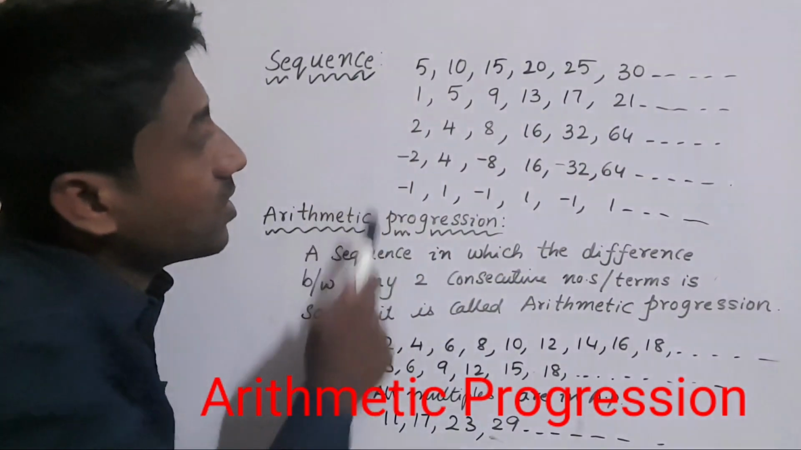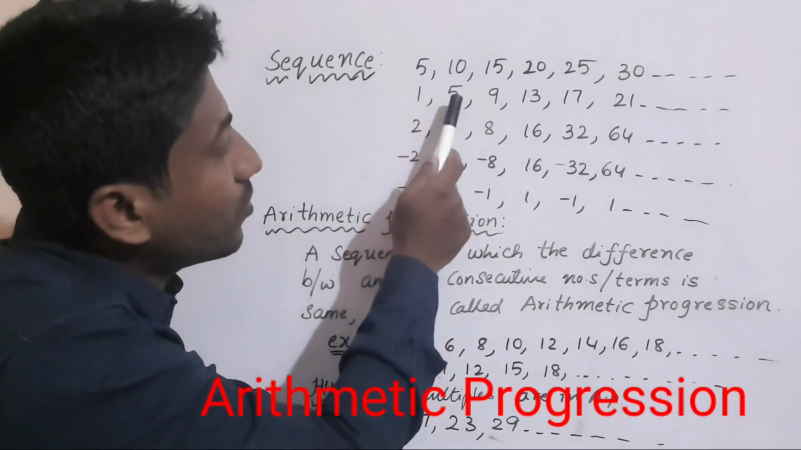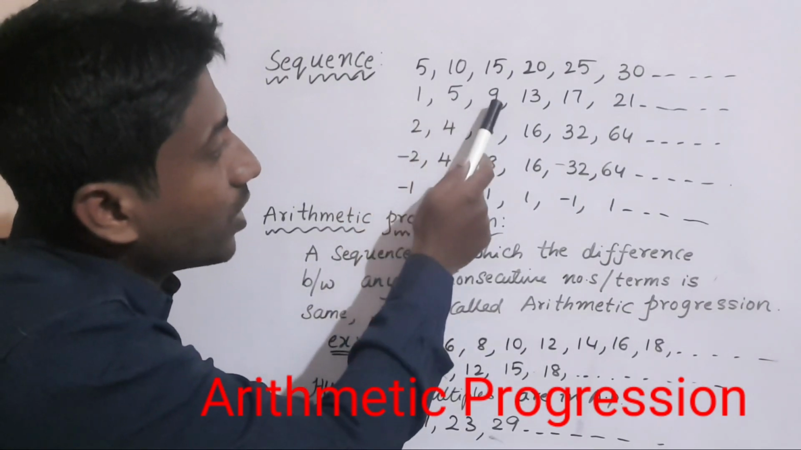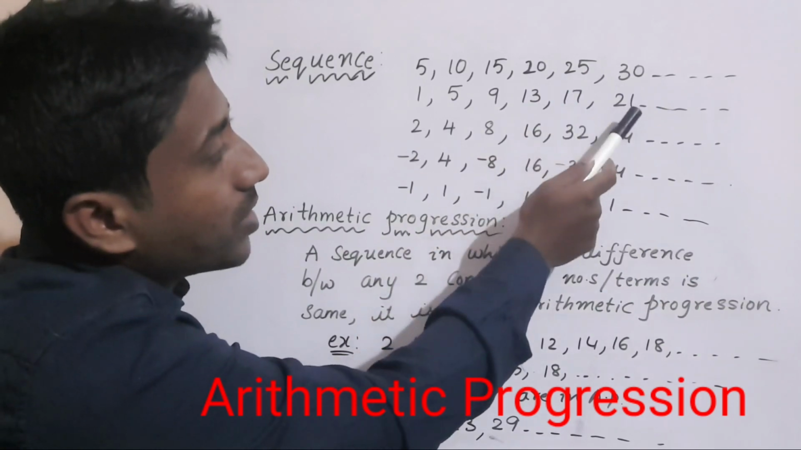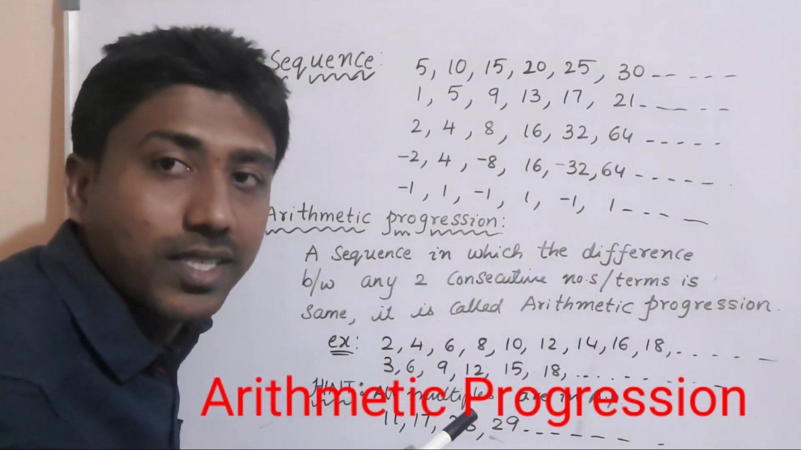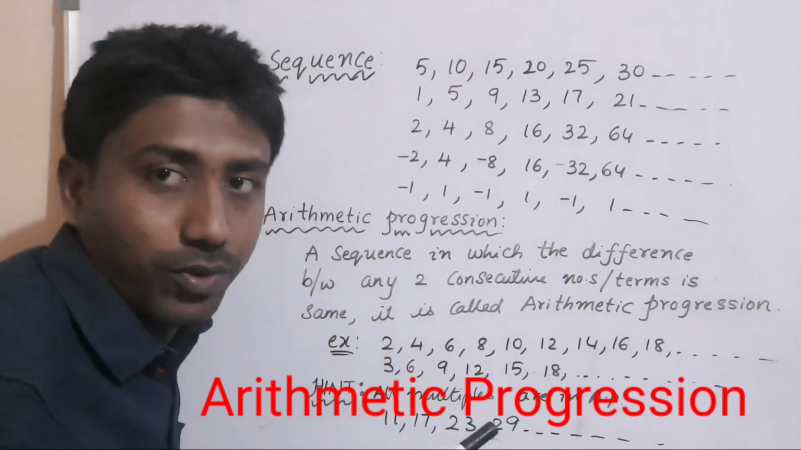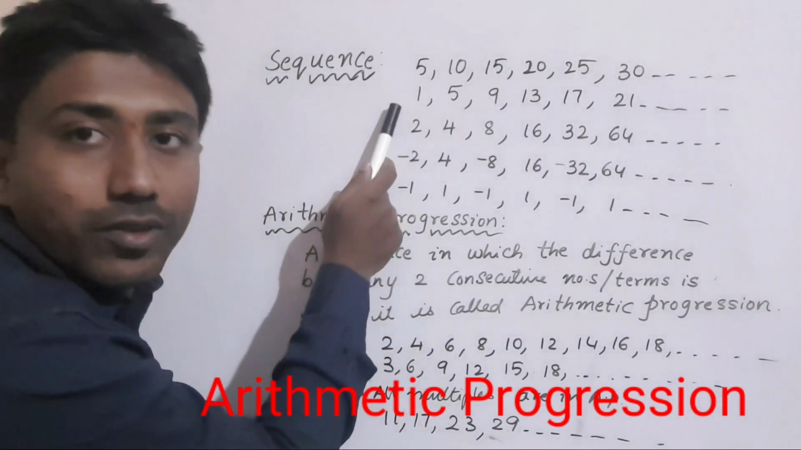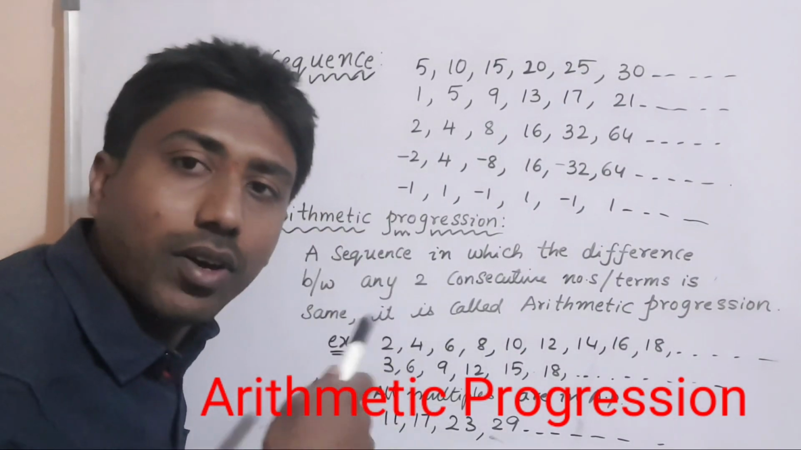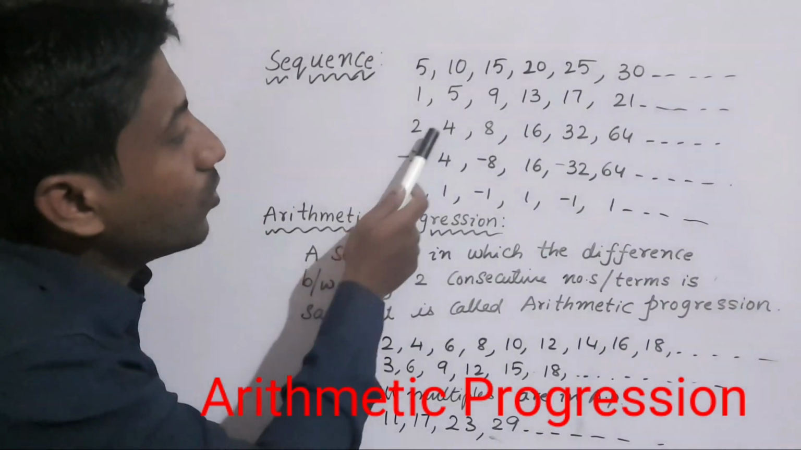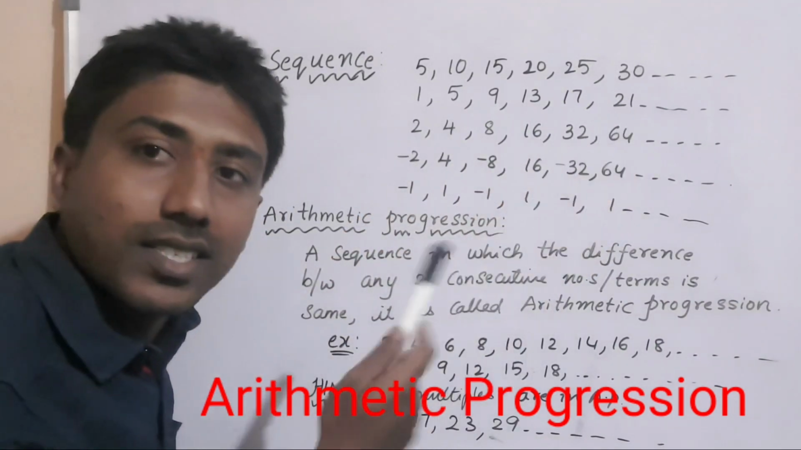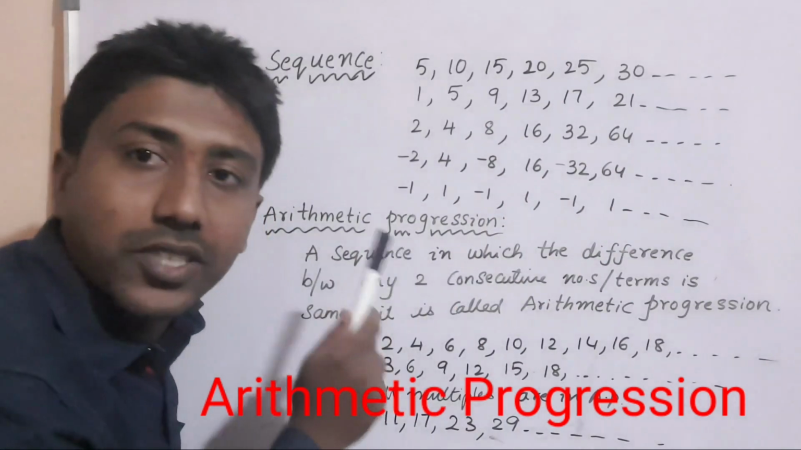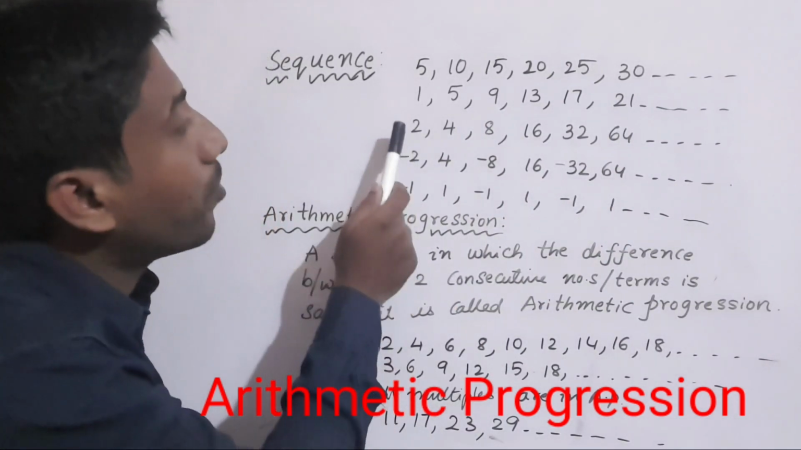And in the next sequence, 1 plus 4 is 5, 5 plus 4 is 9, 9 plus 4 is 13, 13 plus 4 is 17, 17 plus 4 is 21. So in this sequence, each number is added with 4, starting from 1. So we can take our own sequence. For example, 2, 4, 8, 16, 32, 64. This is another sequence. Actually here the logic is powers of 2.